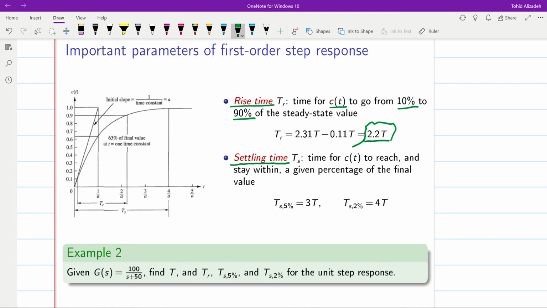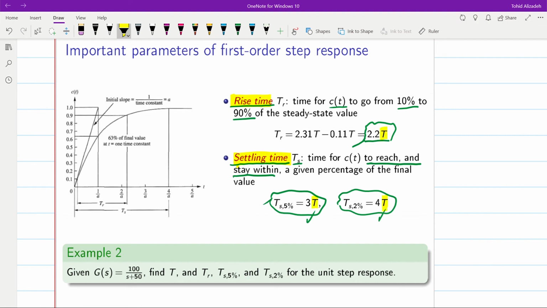On the other hand, the settling time, T_s, is the time for c(t) to reach and stay within a given percentage of the final value. Usually we define it for 5% and 2% settling time, and in each case it is a multiple of the time constant. For 5% settling time, it is 3 times T, and for 2% settling time, it is equal to 4 times T. One important fact is that both of these parameters, the rise time and the settling time, depend on T only.